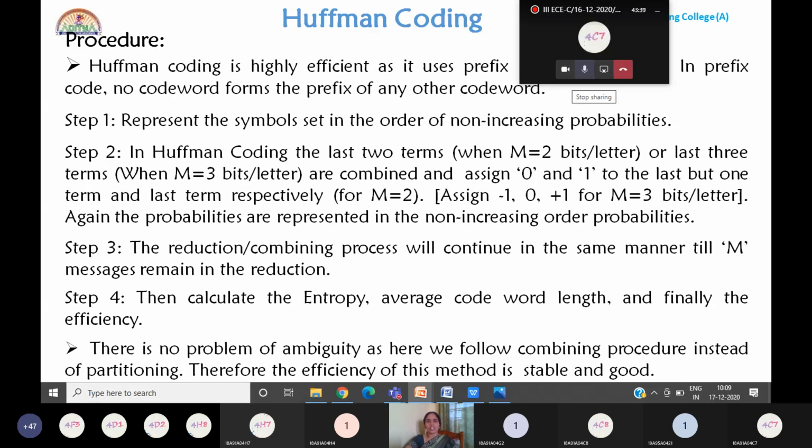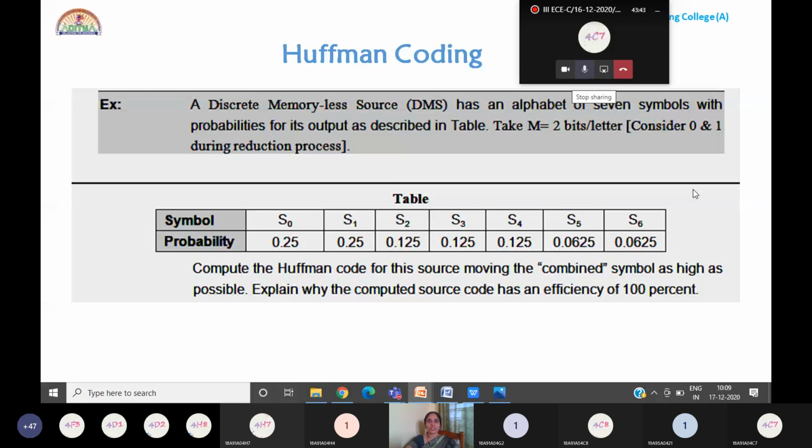Okay, next we'll calculate the efficiency. So let us move to the example. So please listen carefully. This Huffman coding table construction is very important. So once you know the procedure, you can easily solve any kind of problem. You will get either the Shannon-Fano coding method or Huffman coding. So out of these two, you will get one question during your external exams.